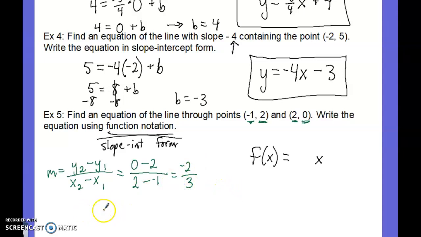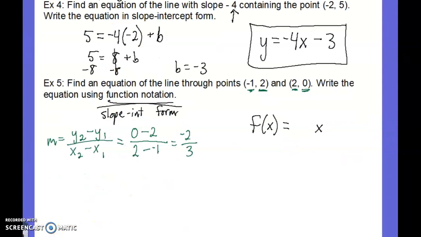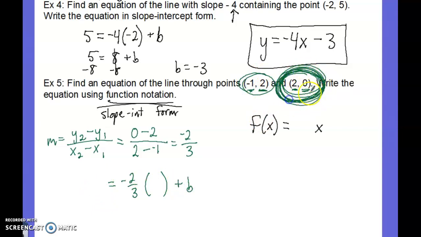Now, when I go back to slope-intercept form, I'm going to scroll down again. Now I know that the slope is negative 2/3. But my x and y value, I get to choose. Do I want to use this one or do I want to use this one? It doesn't matter. Now I circled this one a lot because I like dealing with 0, because anything times 0 is a pretty easy number to deal with.